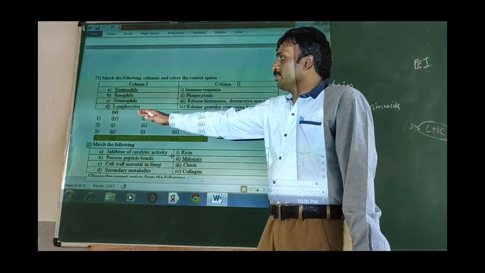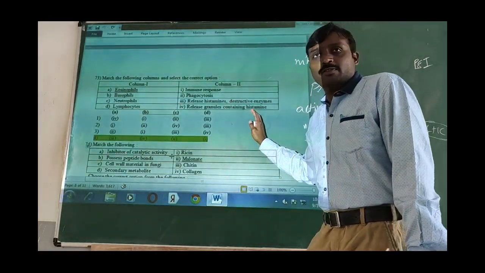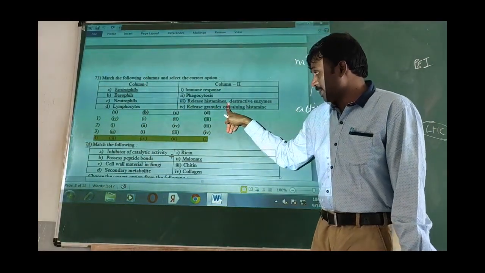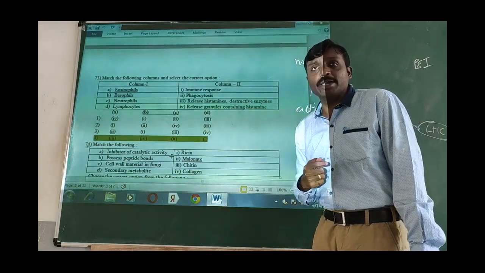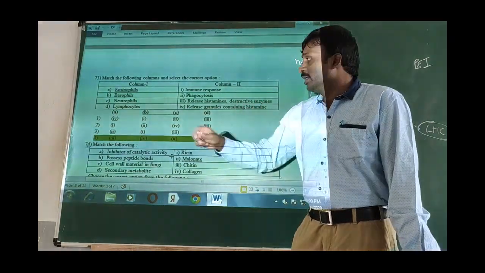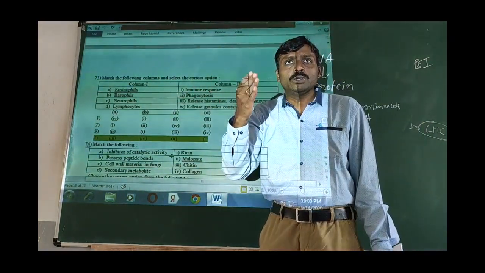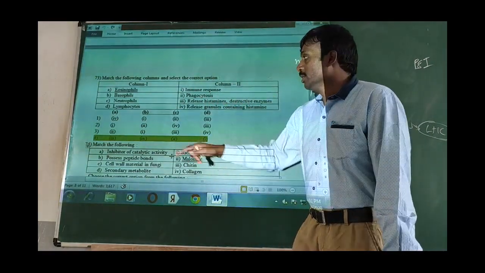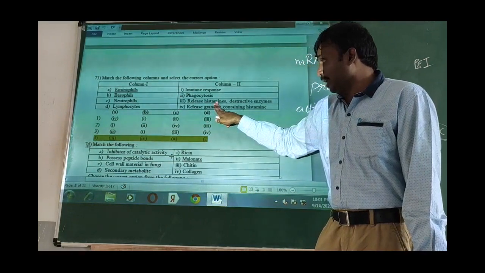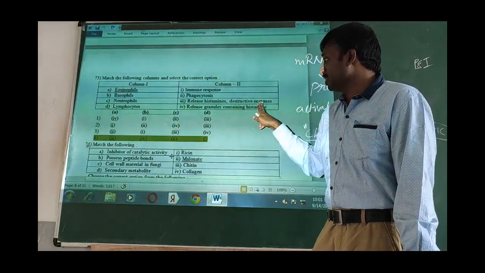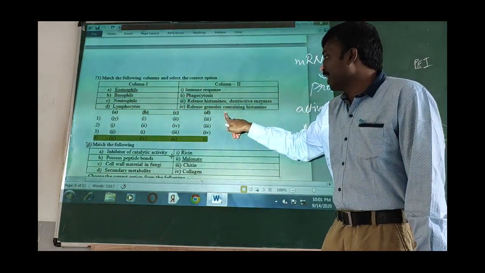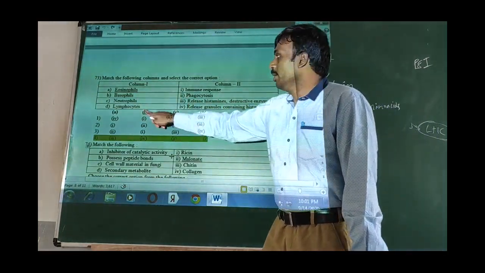Then different types of blood cells and their functions. So A, eosinophils. They release histamines and destructive enzymes. So even eosinophils will be more in count when these histamines are more in number. Okay. So eosinophils, option 3, release histamines and destructive enzymes.